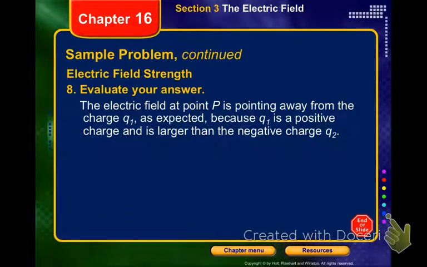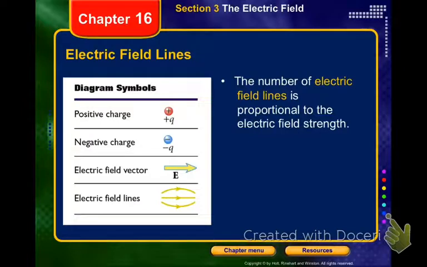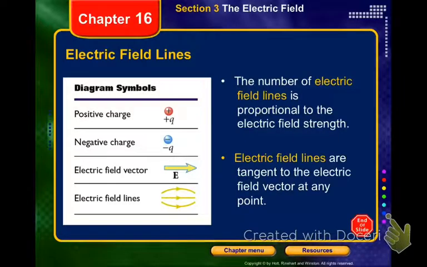The number of field lines is proportional to your electric field strength, and these lines are tangent to the electric field vector at any point. What does tangent mean? Touching. Touching but moving in more of a perpendicular type manner. So they're showing you positive charge, that's your plus, negative is your minus. The yellow line that you see there is your electric field vector. And then electric field lines, you can see that these are lines. And they do show arrows, and we're going to show you some examples of how to use them.